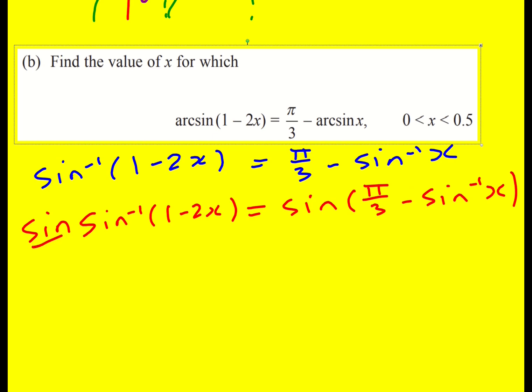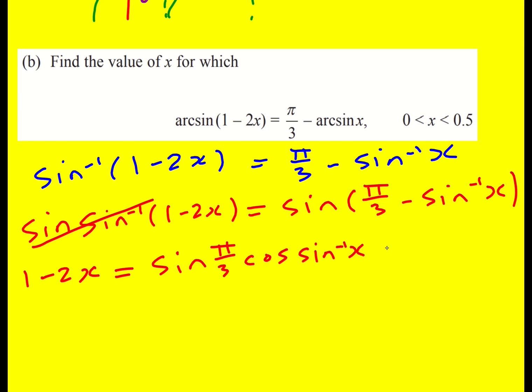I'm going to need to use addition formula again. That's going to cancel. So it's going to be, we can use the same addition formula as above. It's going to be sine pi over 3 cos inverse sine, and then it's minus sine. So I'm going to do the minus down here, otherwise I won't have enough room. Sine of inverse sine times cos of pi over 3.